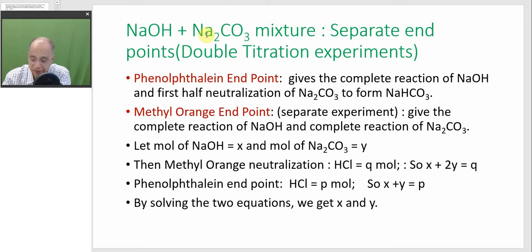Supposing we take a mixture of the strong base sodium hydroxide and sodium carbonate, which is a weak base. Let us go for double titration, separate. Not the same titration with the same analyte; we'll have two different analytes. From the same stock solution, we take one using phenolphthalein, the other using methyl orange. I told you that methyl orange will go for complete neutralization of sodium carbonate. And also, we shall discuss just after a bit that it will also go for the complete neutralization of sodium bicarbonate if it is present.